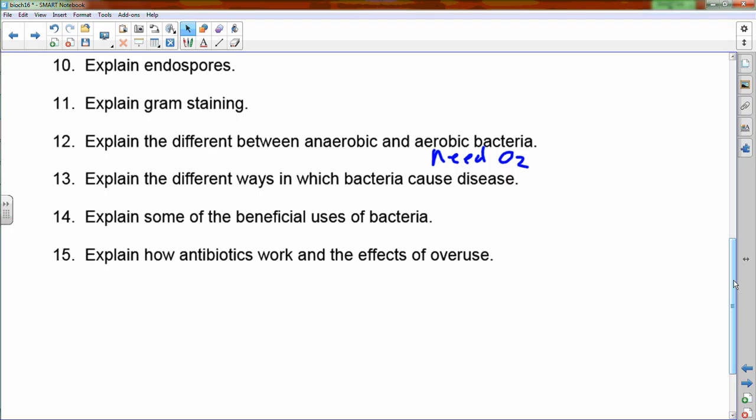Where would you find anaerobic bacteria? The bottom of the ocean. In your stomach. You don't have to go all the way to the bottom of the ocean. Right there, you got some. Don't even have to go that far.